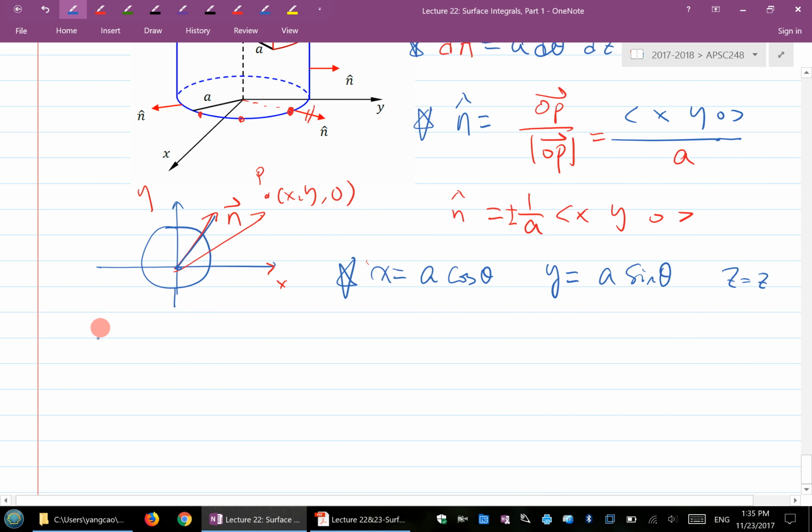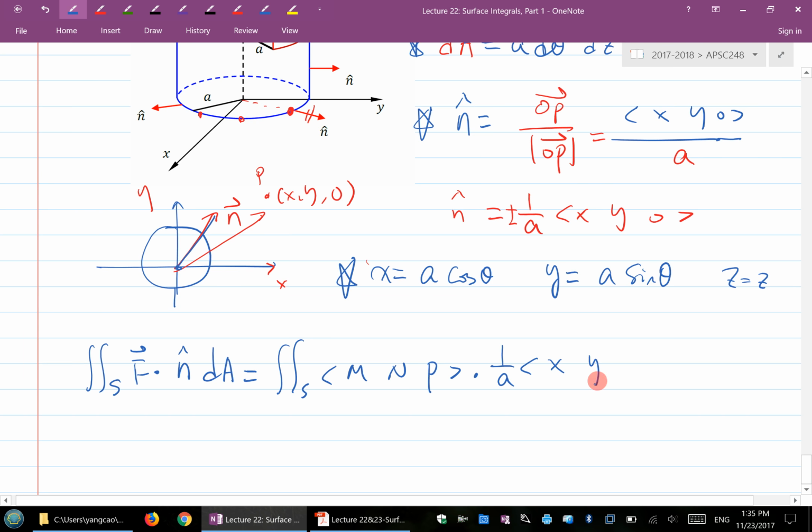Okay, so now I'm ready to put things together. We have f dot n hat dA, and f is mnp. So you have a 3 component for the vector f, and n hat here is 1 over a x y 0, and dA here is a dz d theta. Okay, so that's the formula, right? You don't really need to keep writing this one here, but if I give you the formula, this will be the formula.